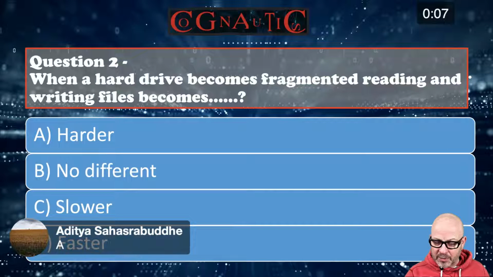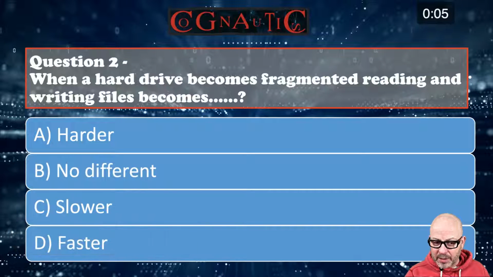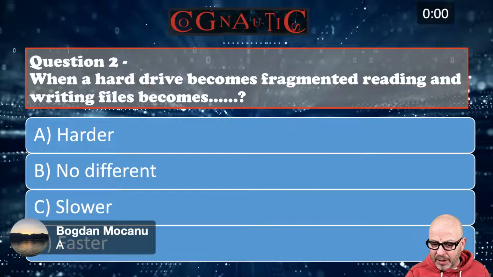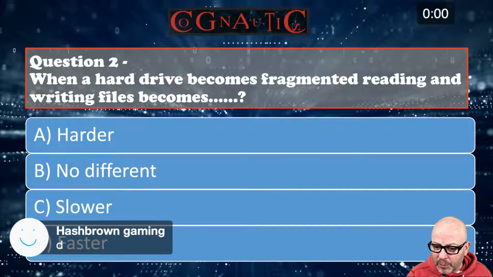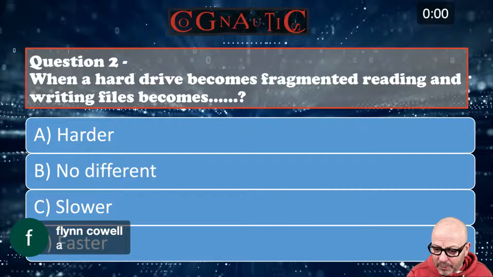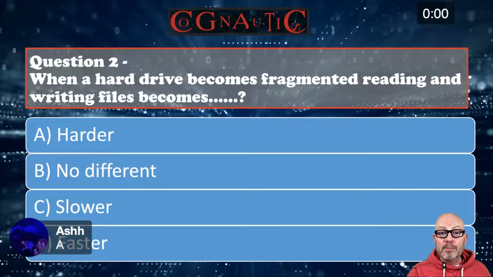Hang on, we've got Hash Brown with B. We've got Aditya with A. Well, that was your last one, Hash Brown. Sorry. We've got Bogdan with A. We've got Hash Brown with D. Ooh, we've got Sally with A. We've got Flynn with A. We've got Ash with A. We've got Aditya. This has split the jury, as they say. So let's see what the answer is.